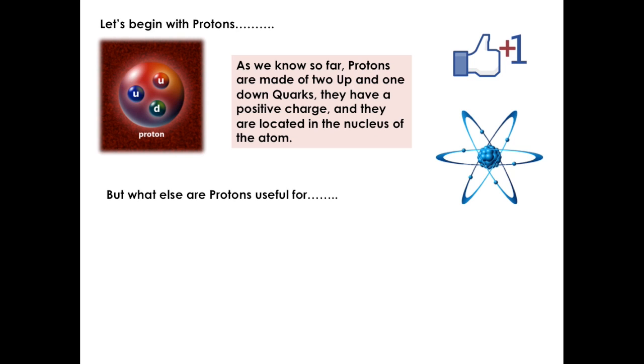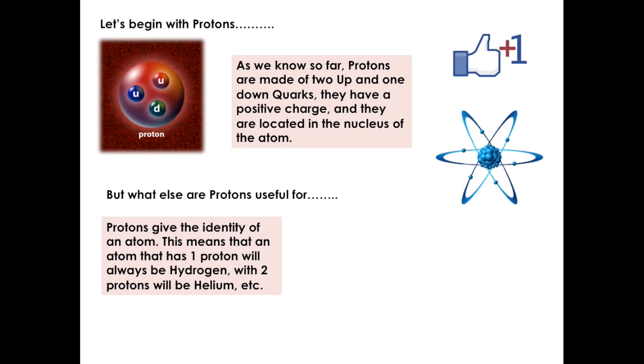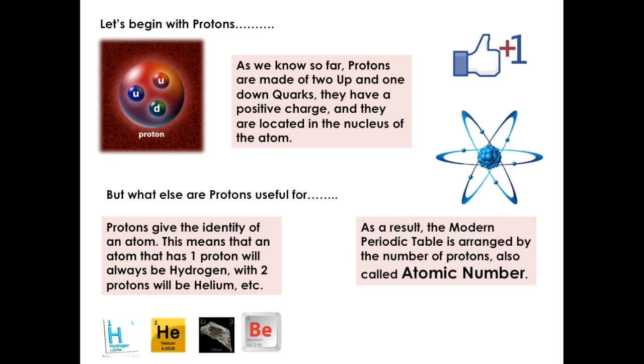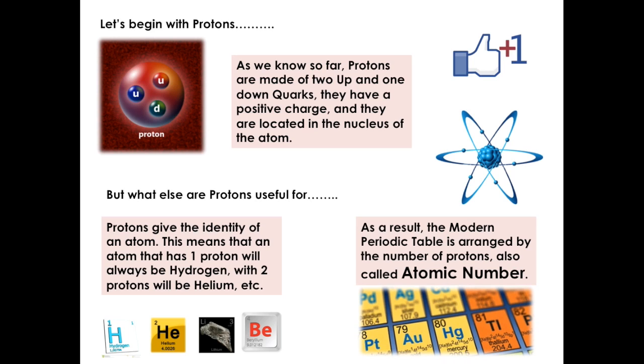But what else are protons useful for? Protons give the identity of an atom. This means that an atom that has one proton will always be hydrogen, with two protons will always be helium, etc. As a result, the modern periodic table is arranged by the number of protons, also called atomic number.